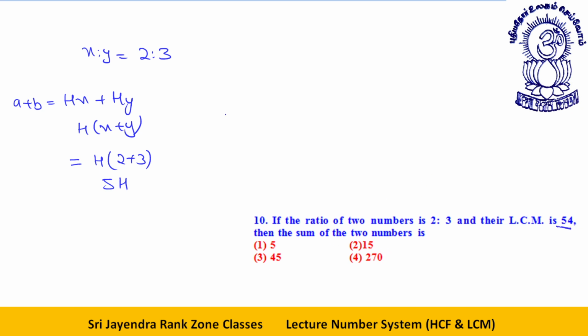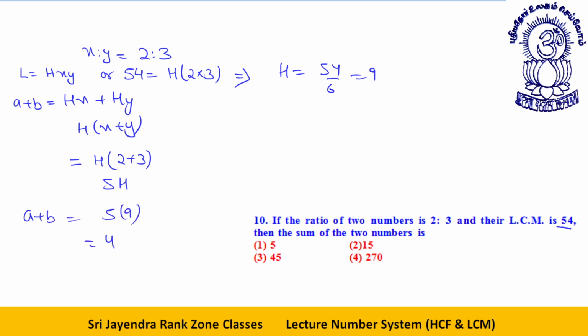LCM is 54. Now, LCM is HXY, or I can say 54 is equal to H times X into Y. What is X into Y? It is 6. This implies H is equal to 54 by 6, which is equal to 9. So, A plus B is equal to 5 into 9. Very clearly, it is 45. This is your answer, my dear students.